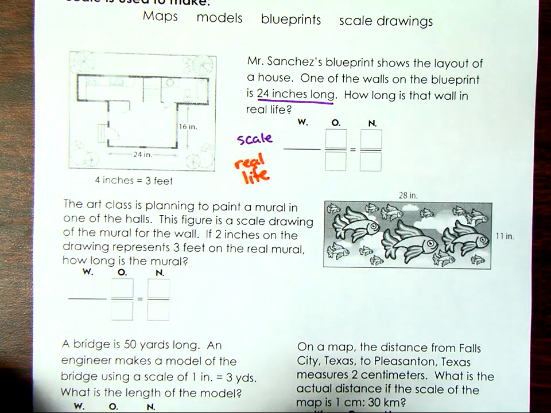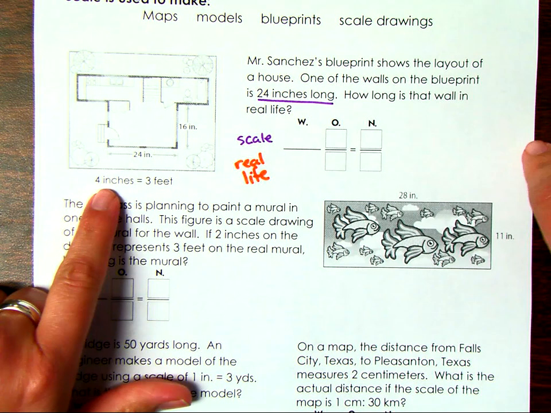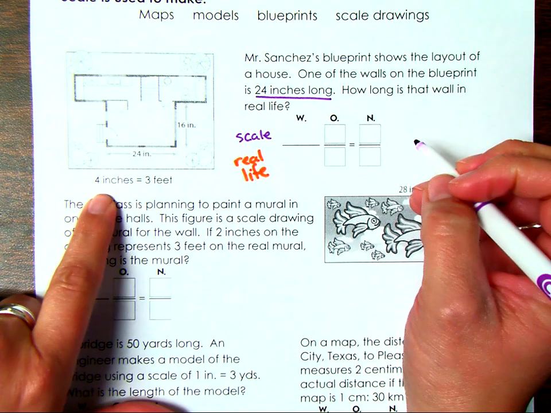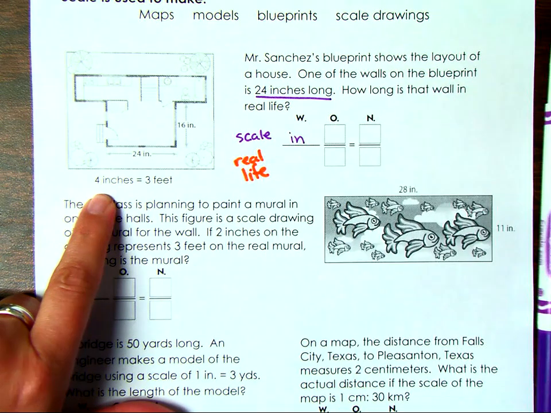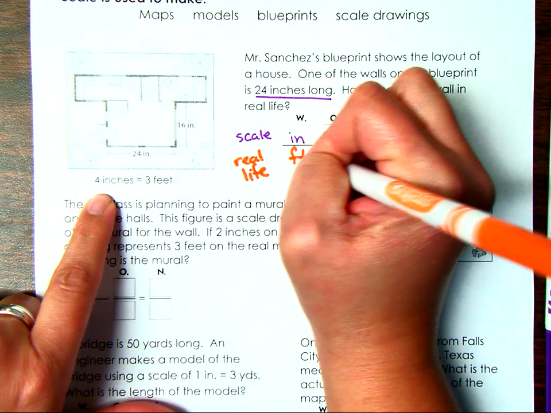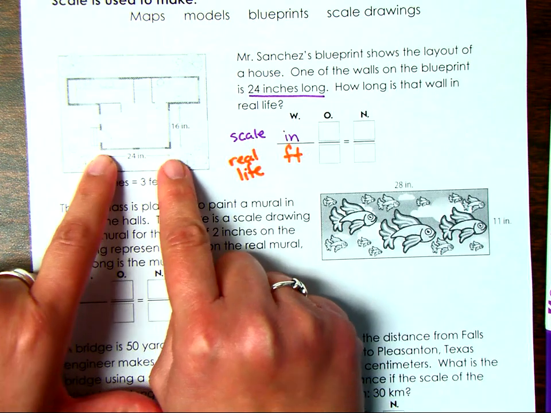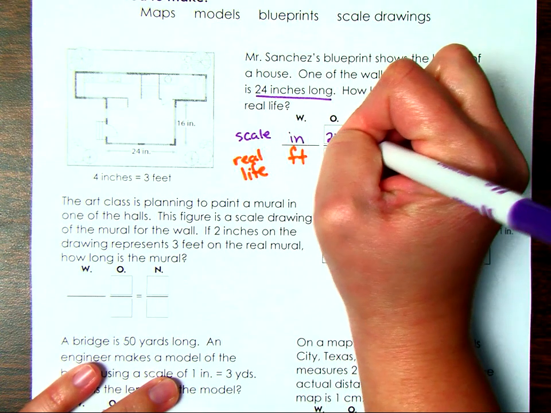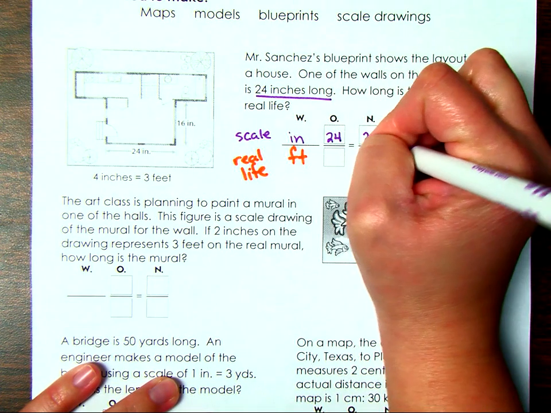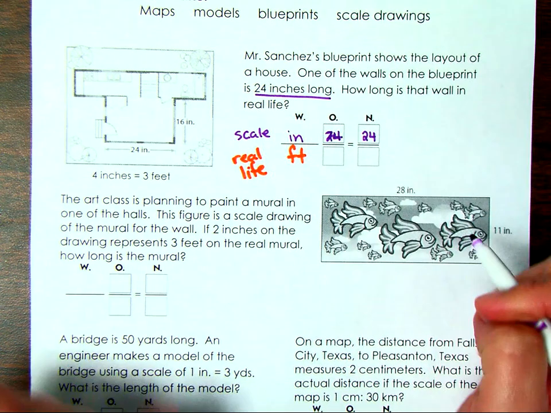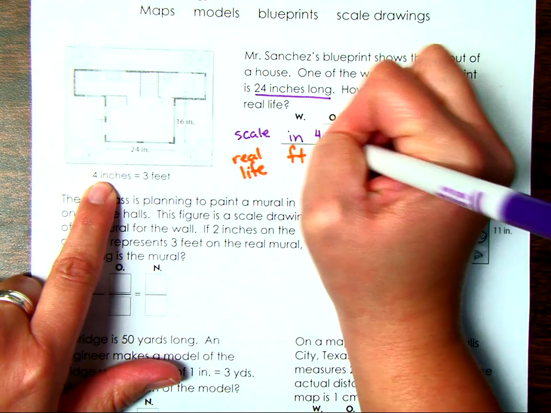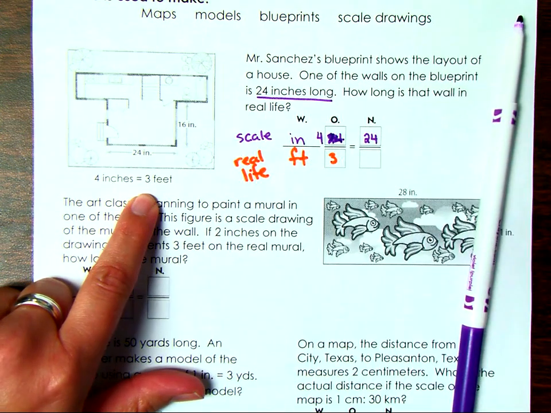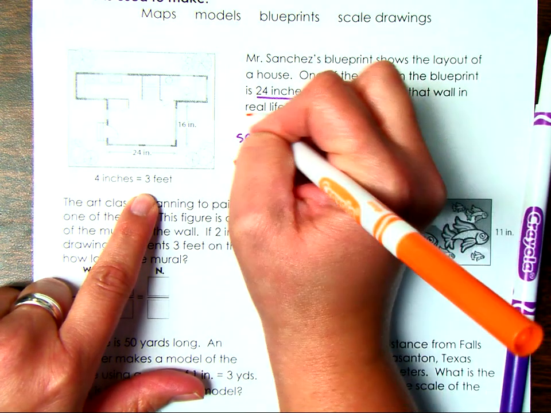So let's think about that. In words, on the scale, we have 4 inches to every 3 feet. So really and truly, the scale is inches and the real life is feet. Another reason I know the inches is the scale is that's literally what's drawn on this picture. So they said one of the walls is 24 inches. My original ratio is, for every 4 inches I see, it represents 3 feet. So how many feet is that in real life?